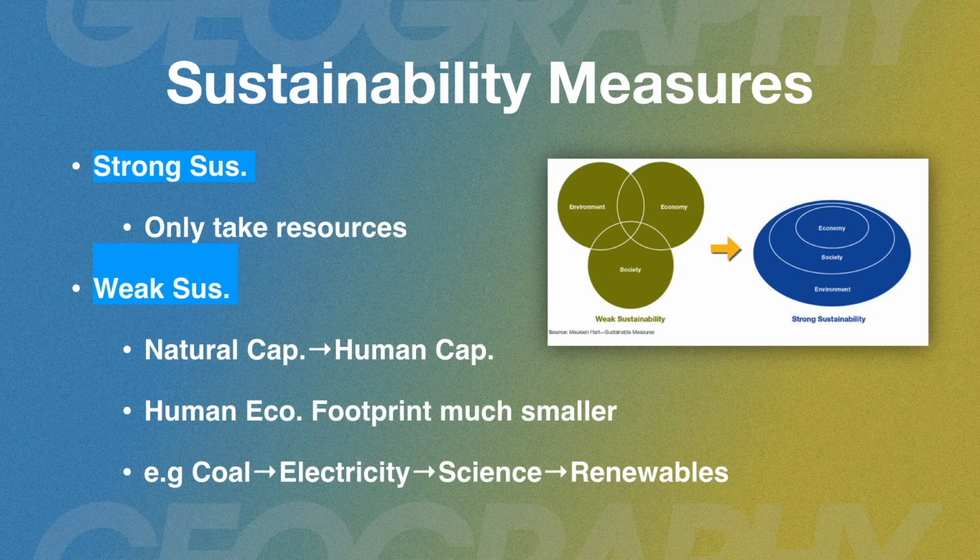There are different ways we measure sustainability by. The first one is strong. That's where you can only take resources and consume them. In weak sustainability, you can consume resources, but then you can produce new ones. And so you can almost turn natural capital into human capital and then back into natural capital. This makes our ecological footprint a lot smaller. An example of this: we've consumed a lot of coal in the past, but that allowed us to produce electricity, which allowed us to advance science and technology, which has allowed us to produce renewable energy.